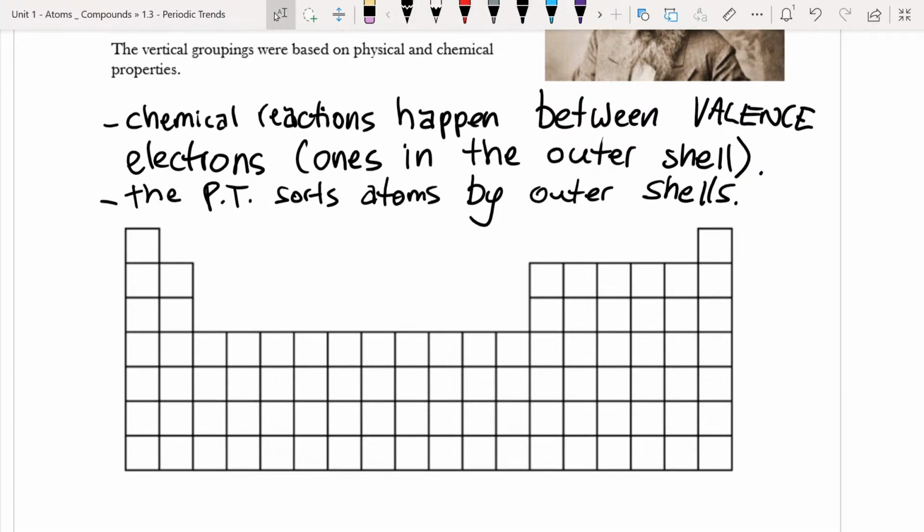So we said, how many electrons fit in the first shell? 2. Hey, what do we notice about the first row? How many elements are in it? 2. Oh, interesting. How many electrons did we say fit in the second shell? 8. Oh, hey, how many elements are in the second row of the table? 8. 2, 3, 4, 5, 6, 7, 8.